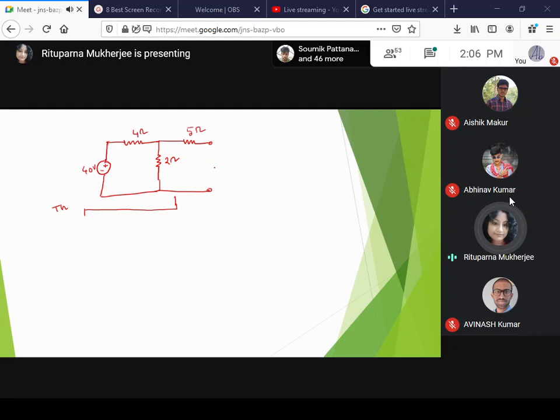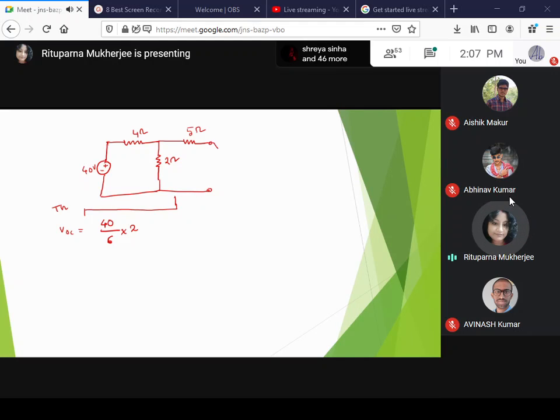Here, you have to calculate the open circuit voltage. So, what is the value of open circuit voltage here? VOC equals the voltage drop across this branch because this is open. So, the 5 ohm is not considered here. The voltage drop across this point is how much? It should be 40 by 6. 40 by total resistance, which is 6 into 2, right?